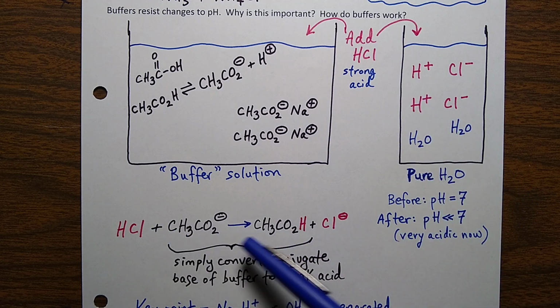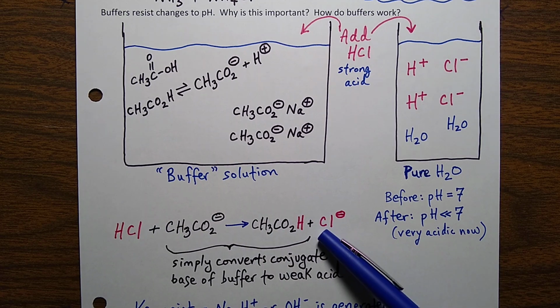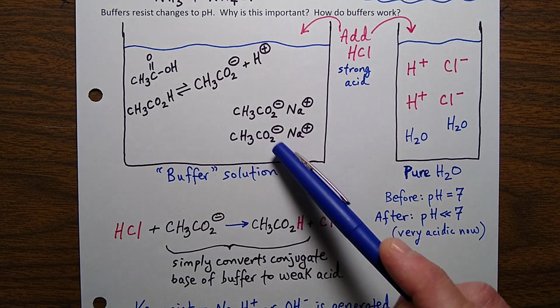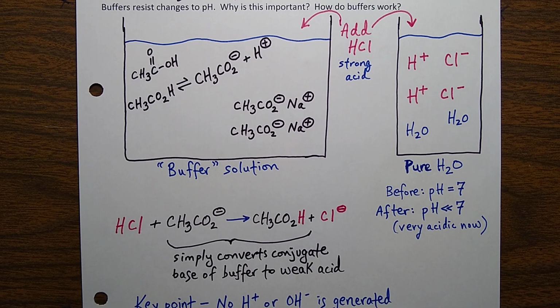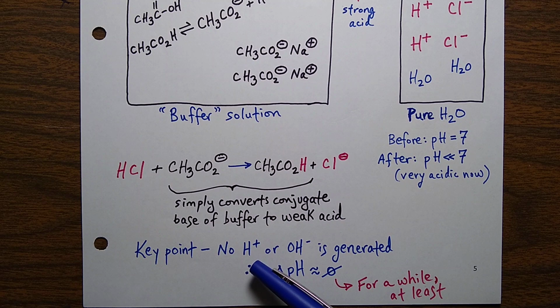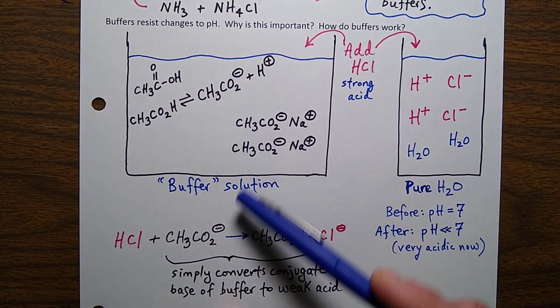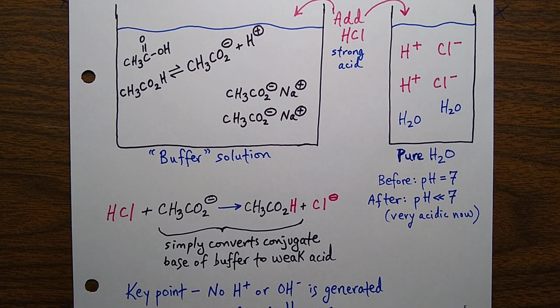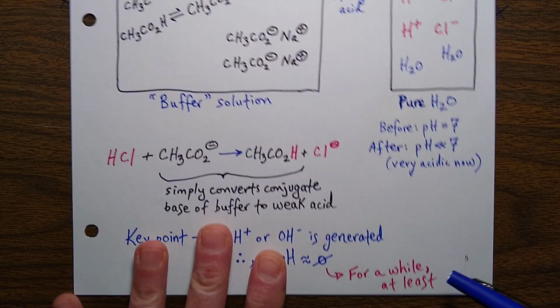So it's just like a vacuum cleaner for the protons. They get sucked up and neutralized by the component, in this case the basic component of the buffer. So the pH does not change. The key point here is that there are no protons or hydroxide ions generated in this situation. They're completely neutralized. So therefore the pH does not change for a while at least.